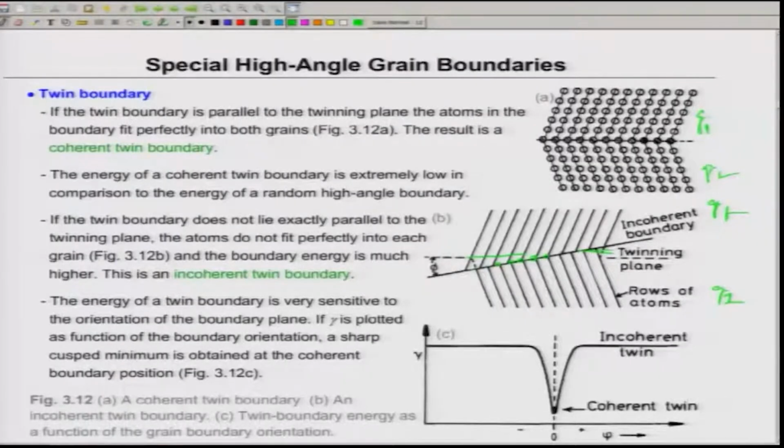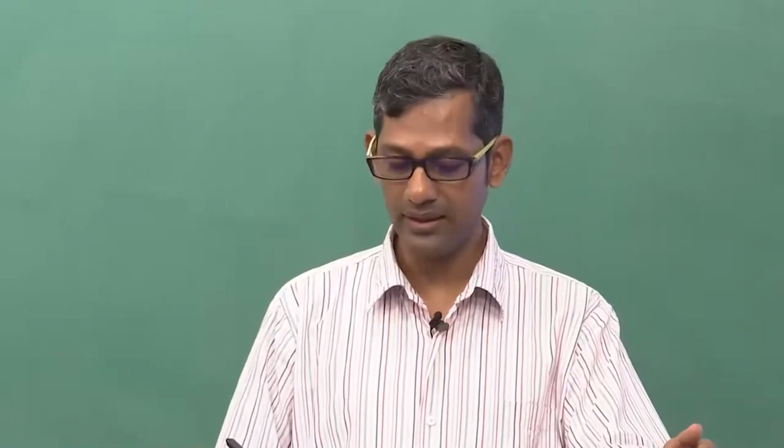boundary plane. And if I plot gamma versus theta, or versus phi here, for certain values of theta, you see that the energy becomes very low, and that is why coherent twins form. So, therefore, coherent twins will have orders of magnitude lower energy values compared to incoherent twins, and this is why it is very important. That is why it is better that we actually create grain boundaries which are semi-coherent type, so that this kind of energetics can be preferred. So, this is a very special grain boundary.